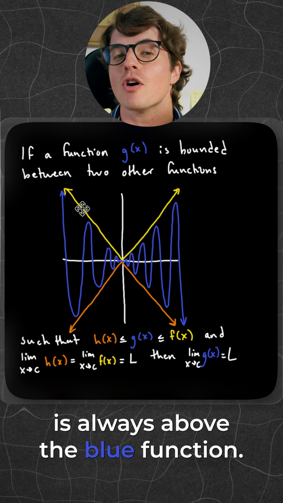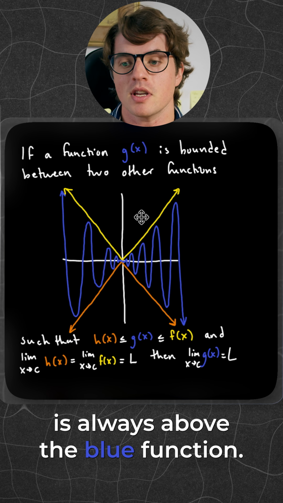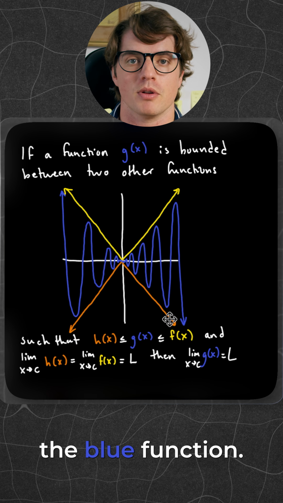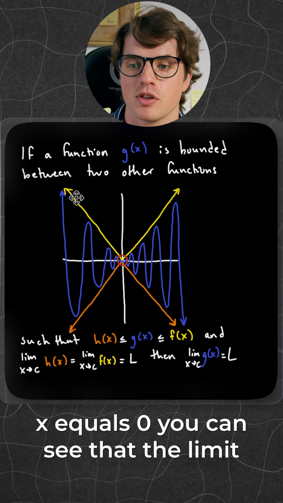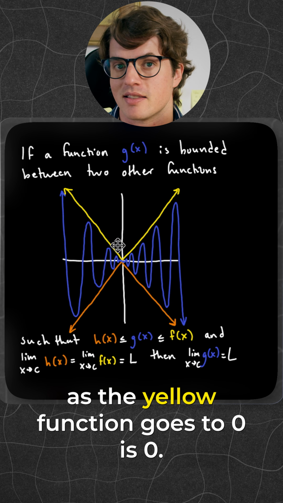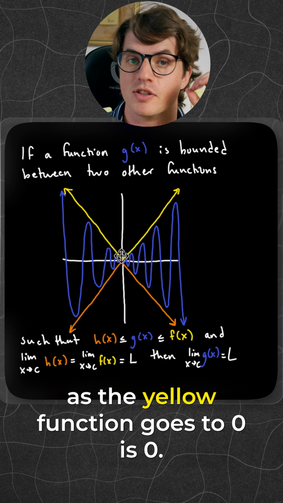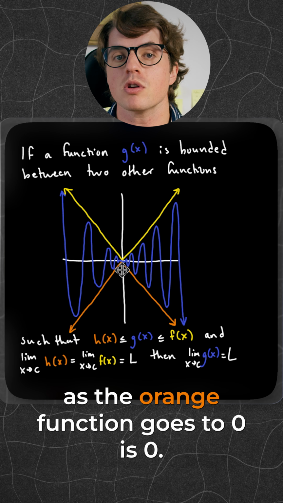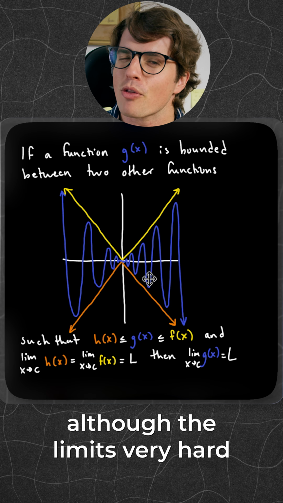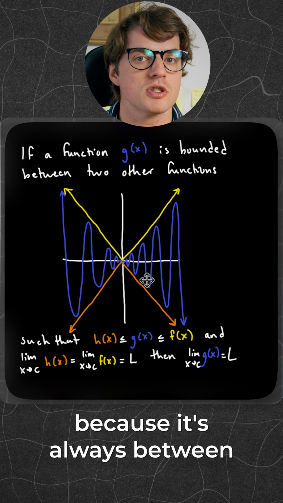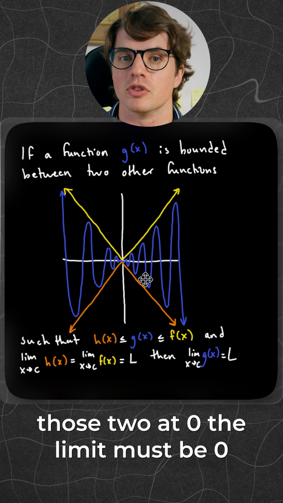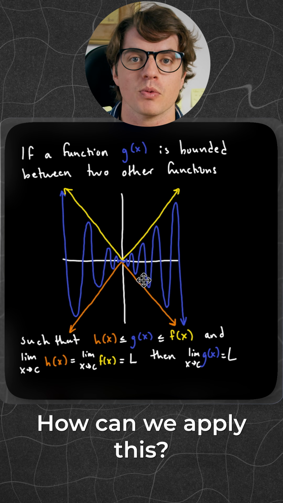The yellow function is always above the blue function. The orange function is always below the blue function. However, at the point x equals 0, you can see that the limit as the yellow function goes to 0 is 0. The limit as the orange function goes to 0 is 0. Although the limit's very hard to find for the blue function, because it's always between those two, at 0, the limit must be 0. How can we apply this?